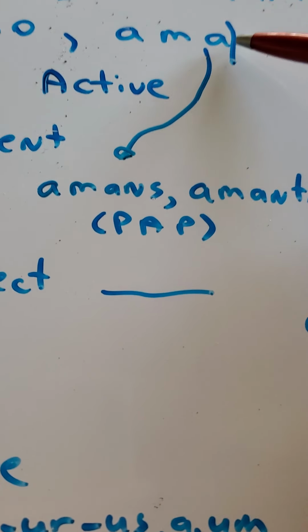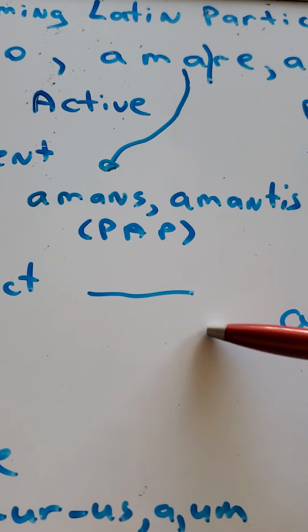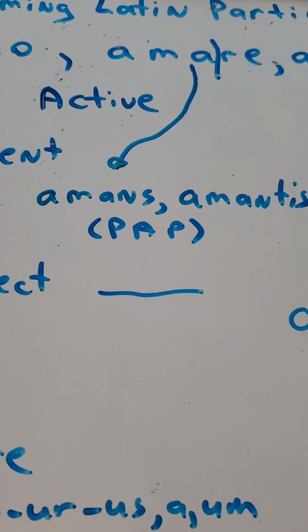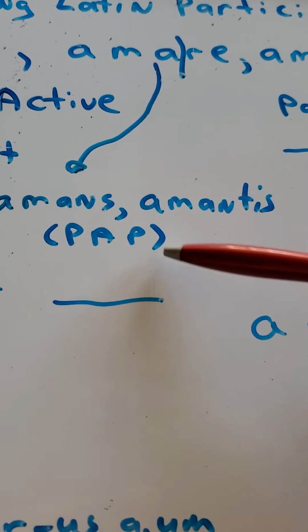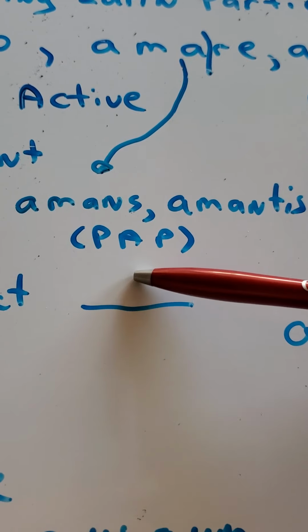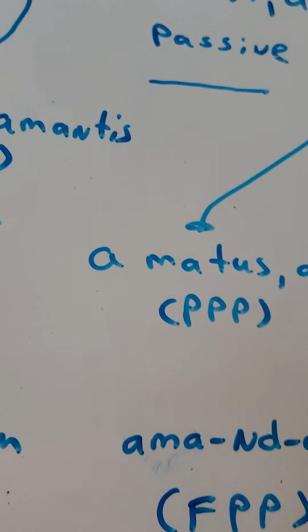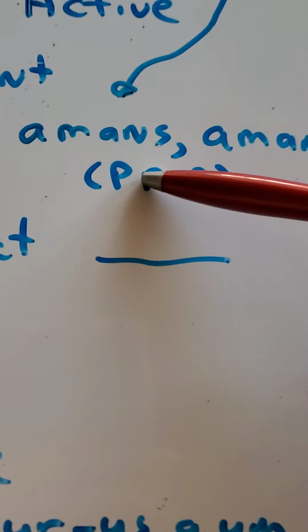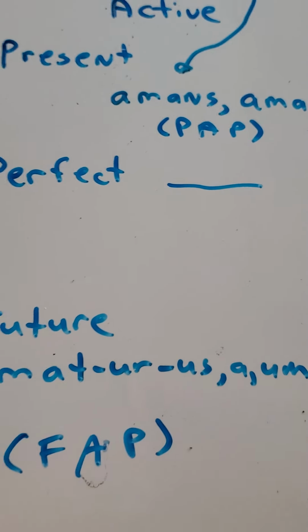So it's a little thing you just have to do to that stem, but then it becomes a third declension adjective with participle. And the active form means loving, like the loving mother. PPP means having been loved, the loved mother. The PAP, present active participle, would be the loving mother.